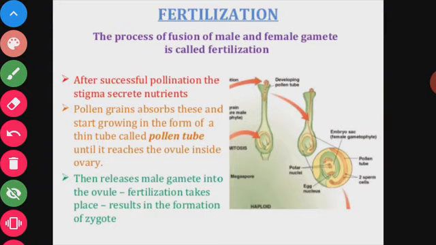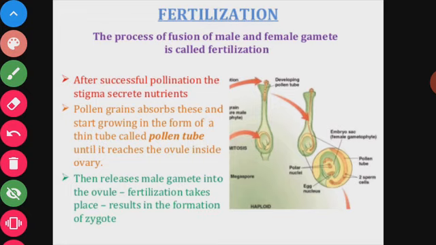What is fertilization? The process of fusion of male and female gametes is called fertilization. The male gamete travels through this tube and reaches the ovule. It then fuses with the ovule in the ovary. As a result of fertilization, what is formed? When the fusion of male and female gametes takes place, a zygote is formed. This zygote further changes into the seed. This is the little bit that I have discussed in the previous lecture about fertilization.